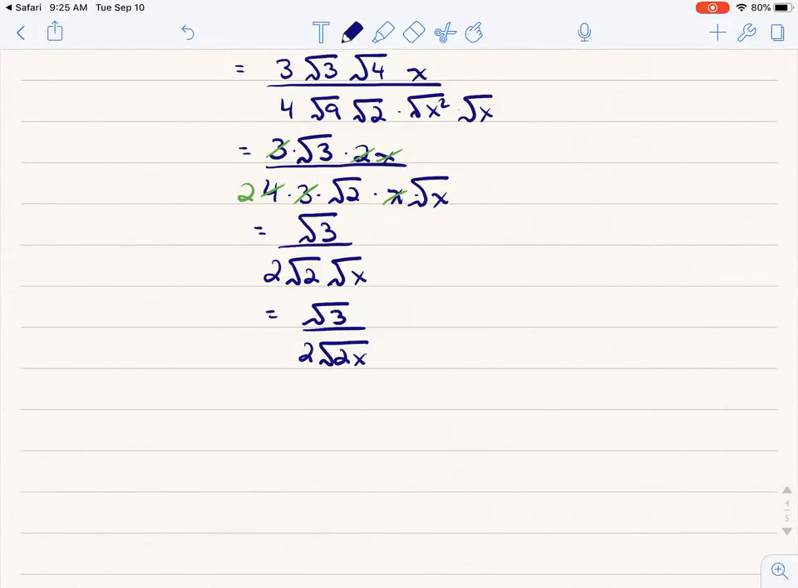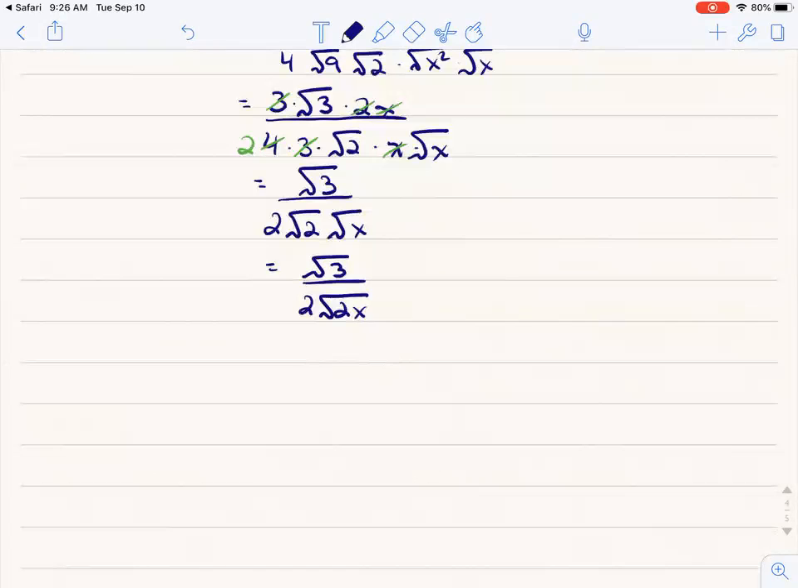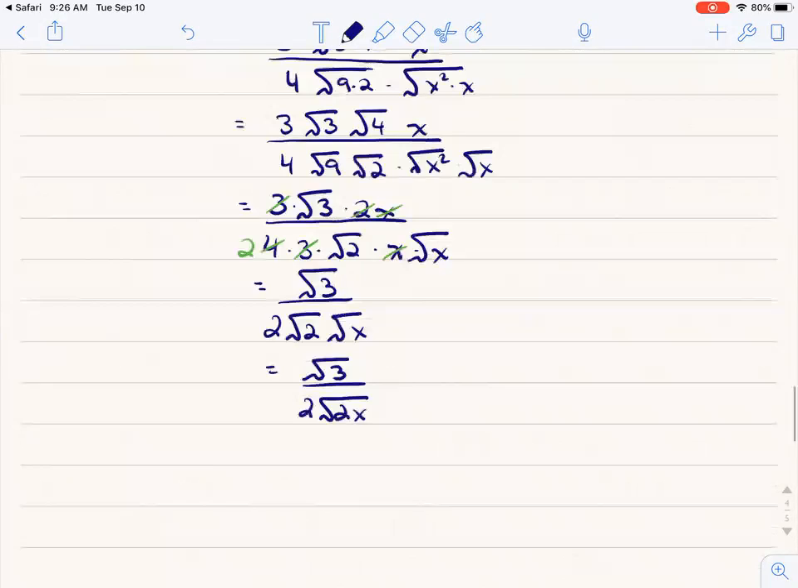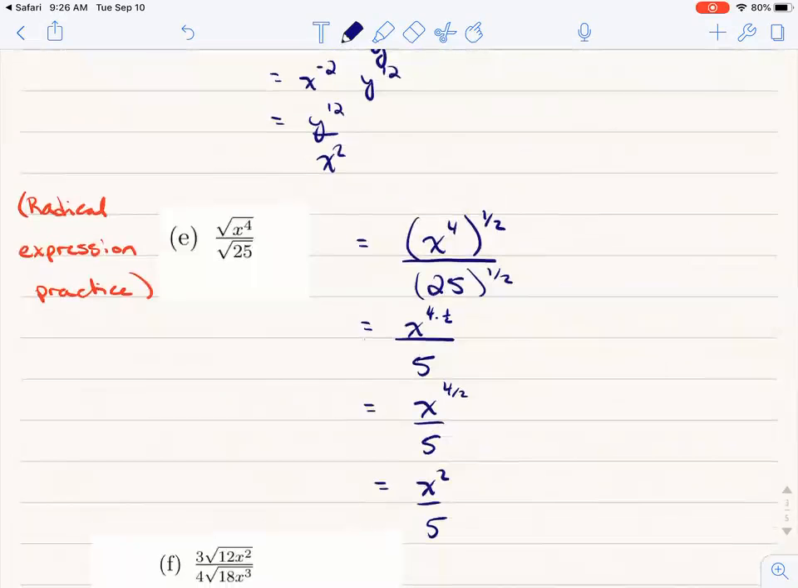Nice. So that one's a doozy. Quite a bit. And square roots might be long forgotten, but that's all right. Okay. But like I said, that's the radical expression practice sheet.